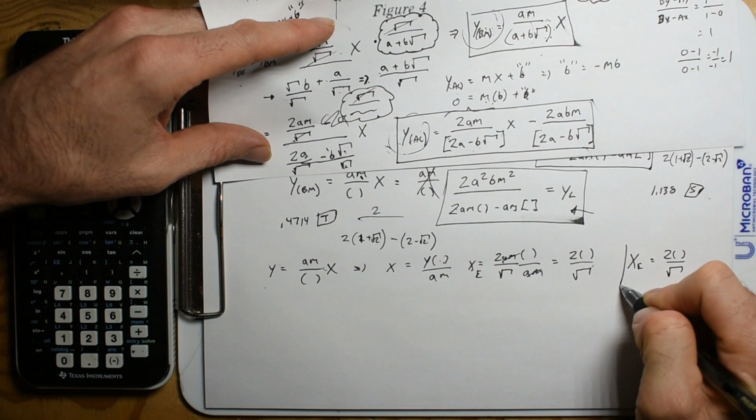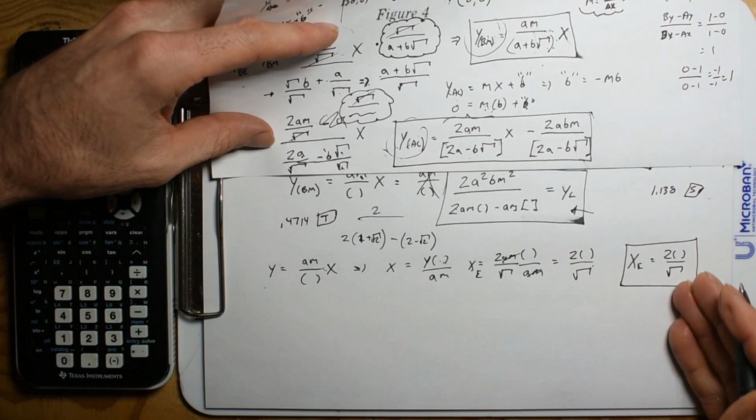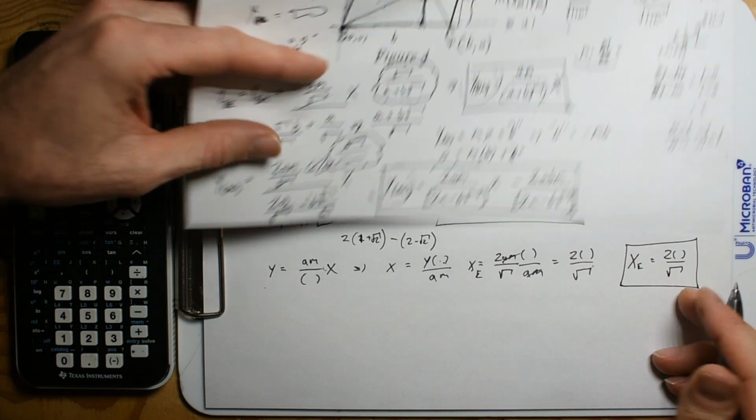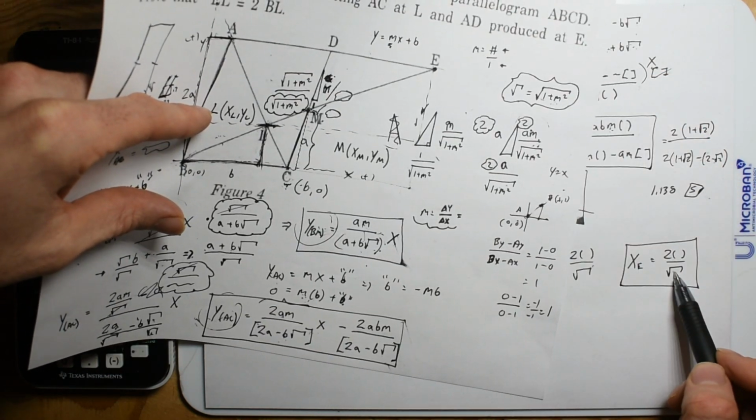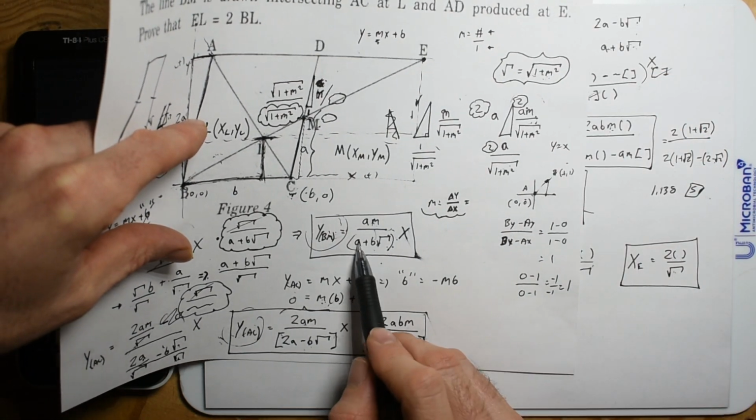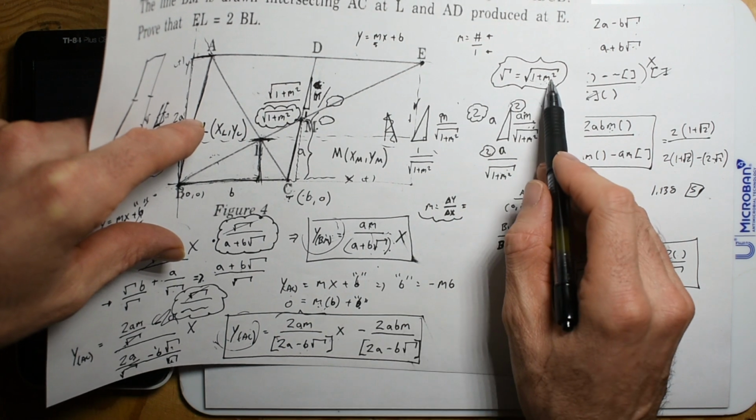You know what I mean? Hell yeah. And just without a lot of strokes of the pen. And again, you can put the terms back in. This is 1 plus m squared. You can just visualize it in your head. This bracket is a plus b square root 1 plus m squared.